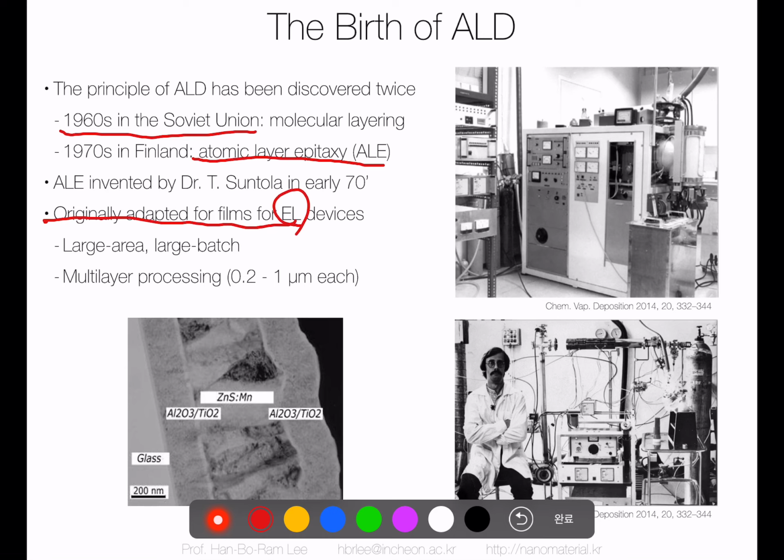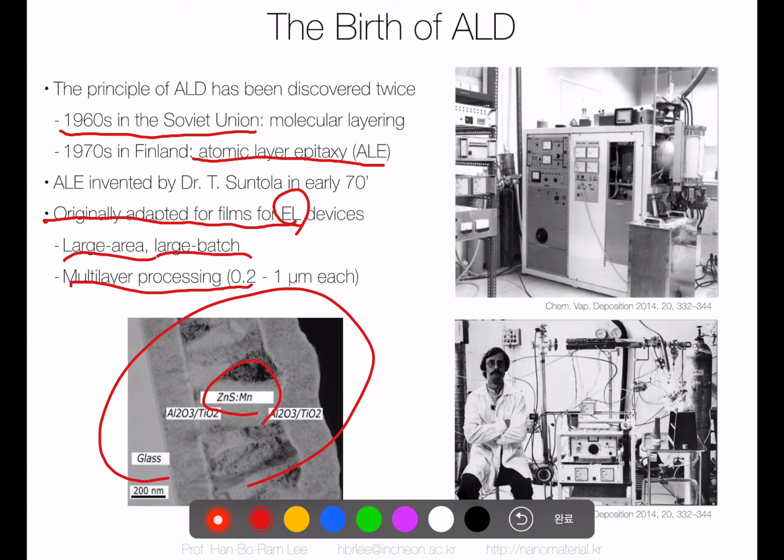The reason Dr. Tuomo Suntola wanted to use that method is its large uniformity. The ALE method can make large batch processes, and it easily controls the thickness of the layer. This is a cross-section image of a multi-layer of ALD deposited films. As you can see, the sulfide film inside the multi-layer structure.